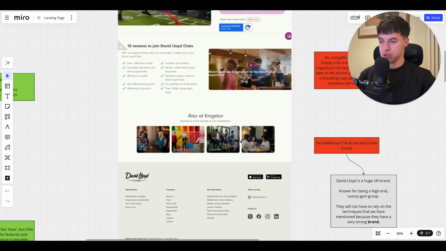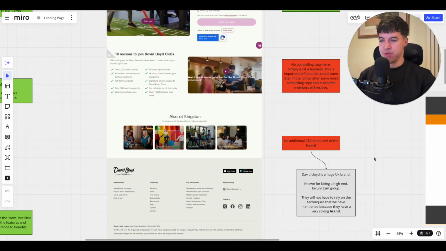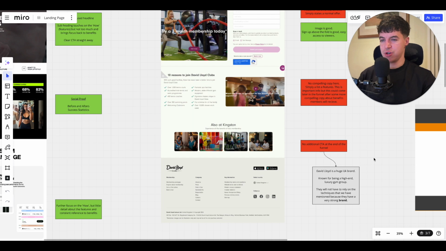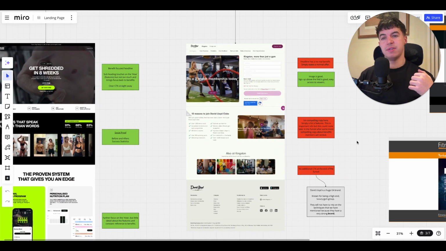They're just expected to scroll back up. But what I am going to make clear is David Lloyd is a huge UK brand. Known for being high-end and a luxury gym group, like I mentioned earlier. So they will not have to rely on the techniques that we have mentioned because they have a very strong brand. They have already built up this huge, very reputable brand. And by doing so, they don't have to rely on these marketing techniques and approaches as much because they've already built up such trust and goodwill.